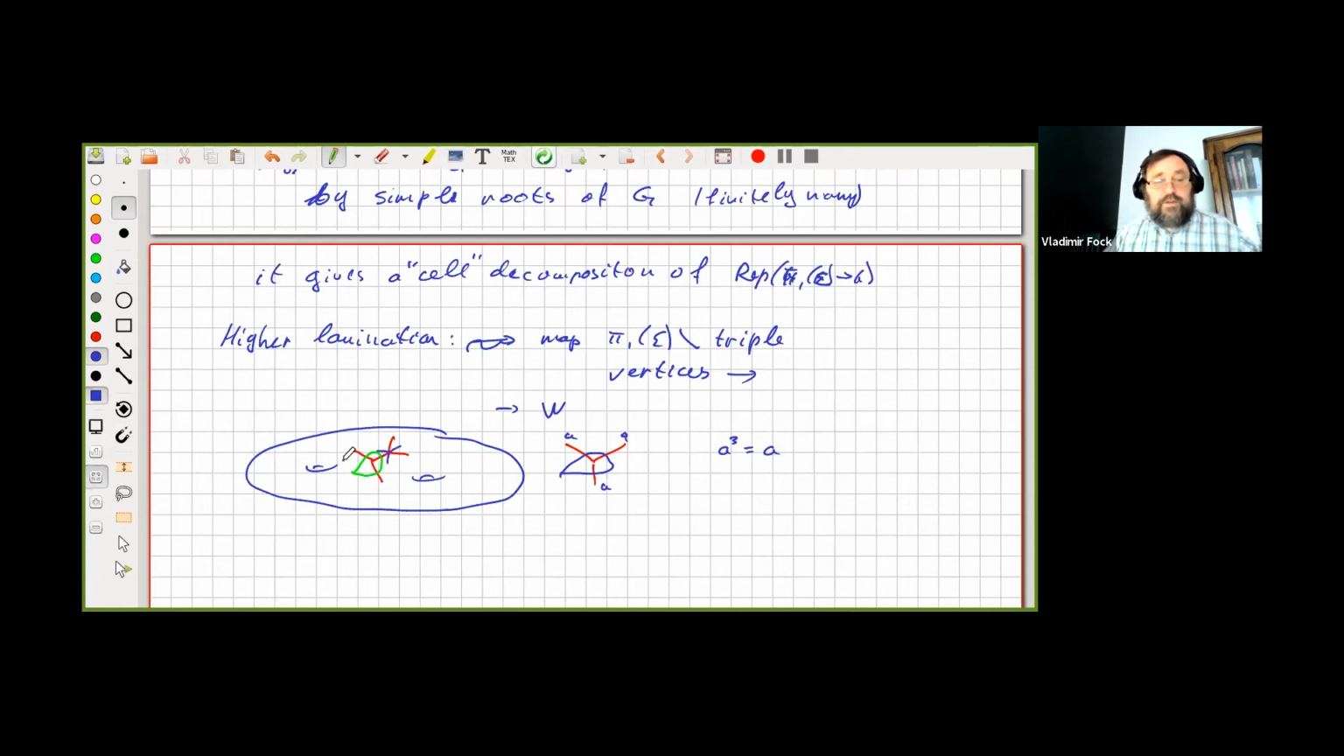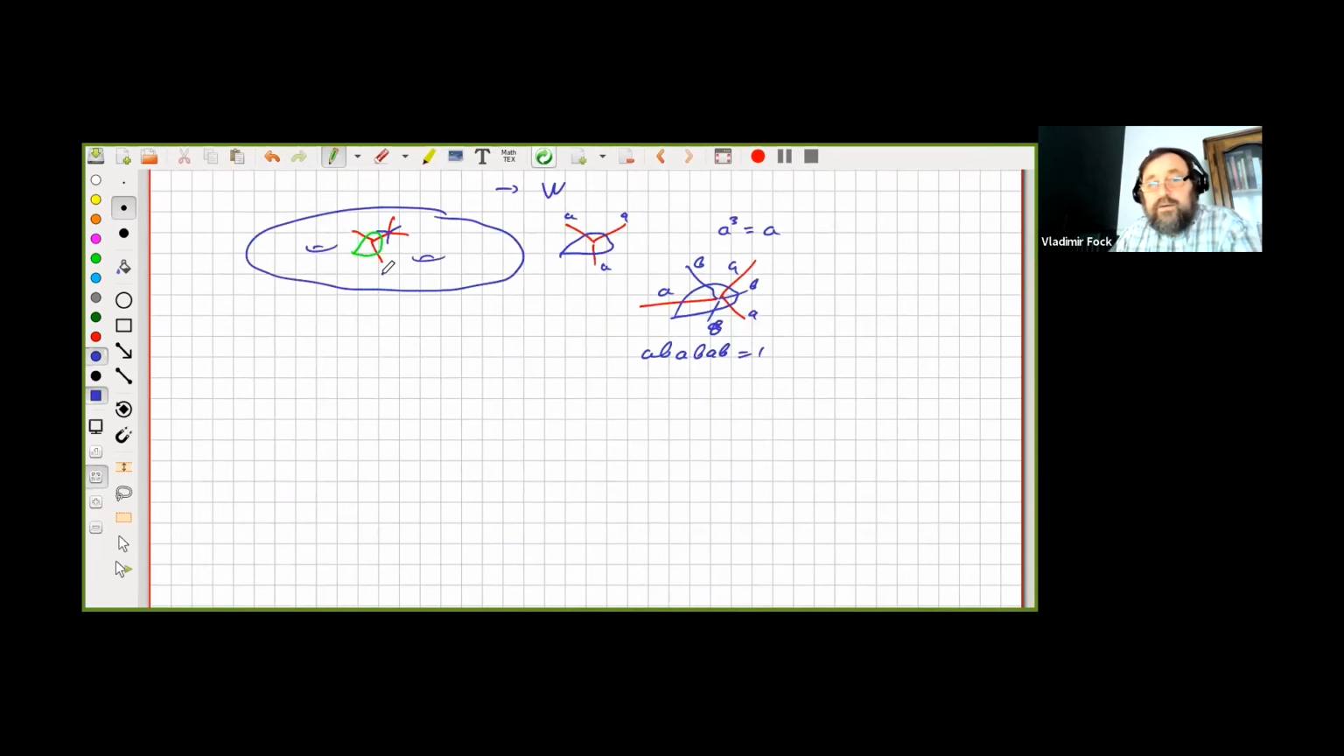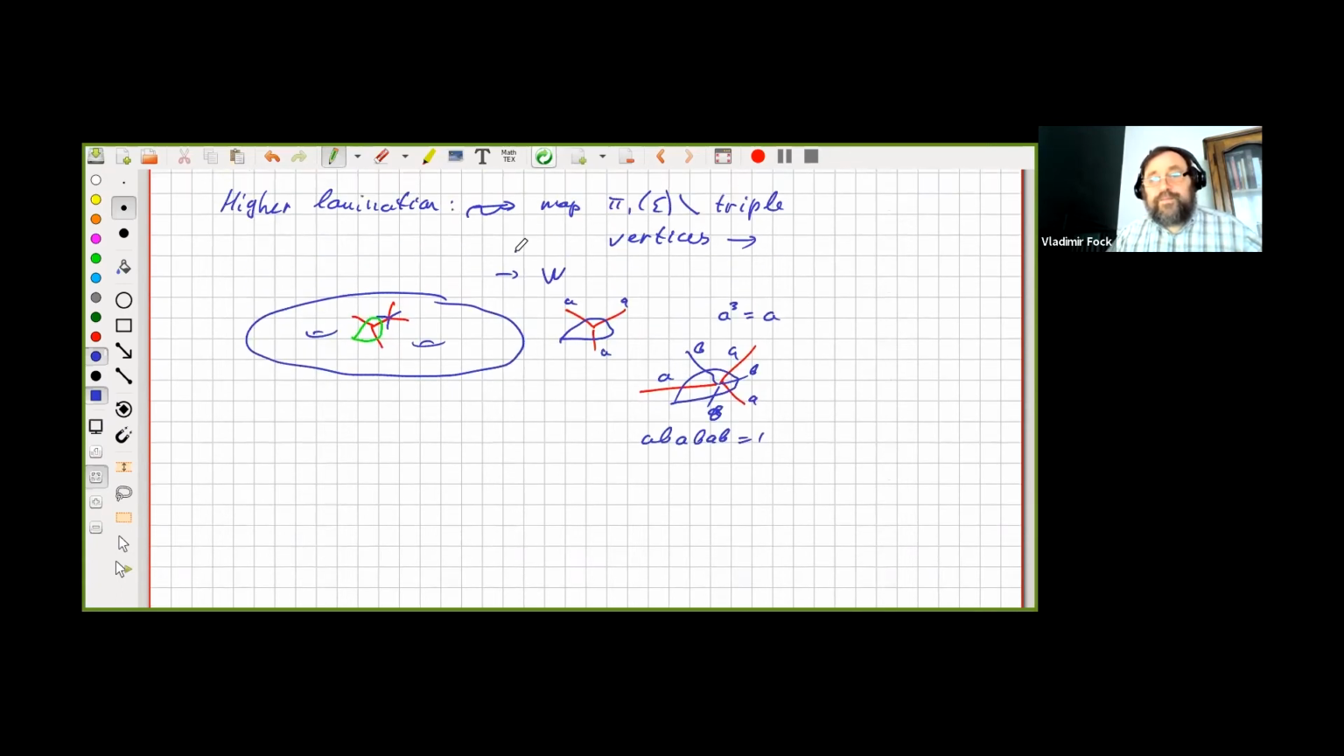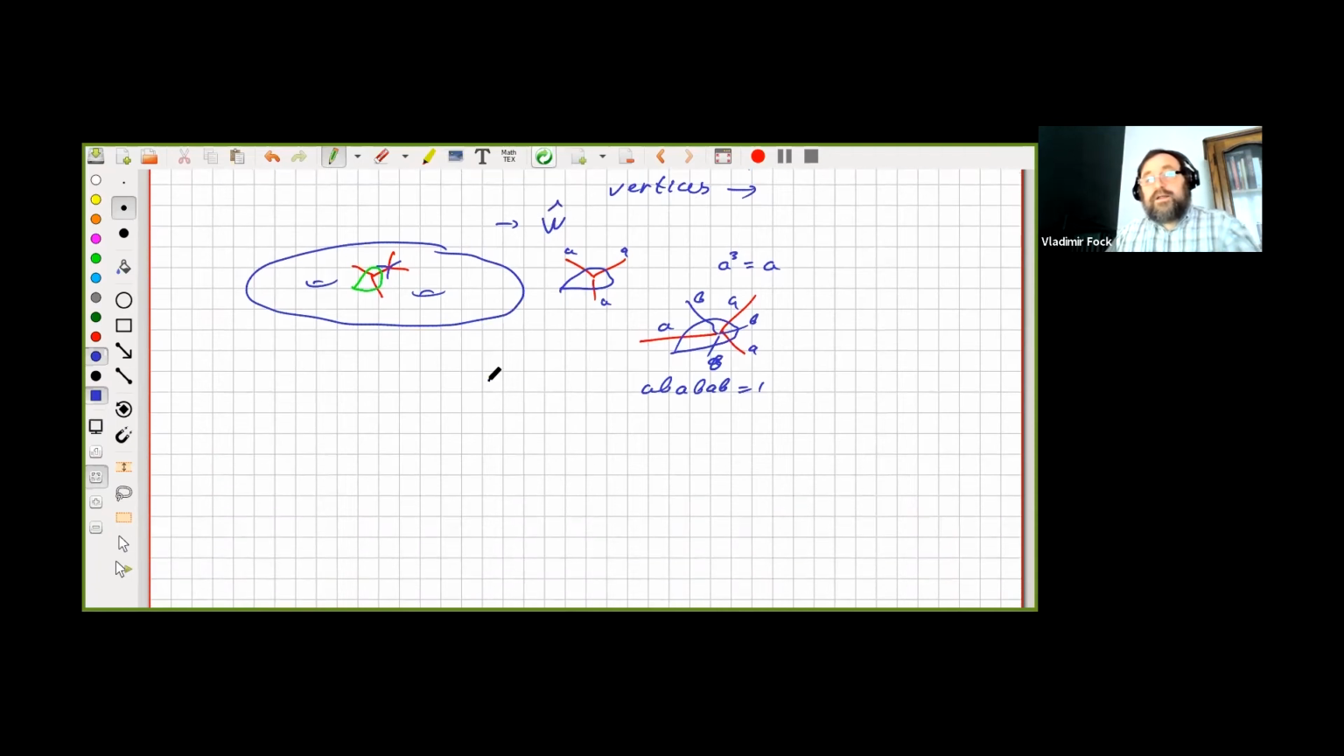But on the other hand, if you have a vertex which is 6-valent, then the product A, B, A, B, A, B along this path is trivial. And therefore, if we forget about 3-valent vertices, we have this homomorphism. It's in fact this kind of W hat. This is a kind of correspondence.